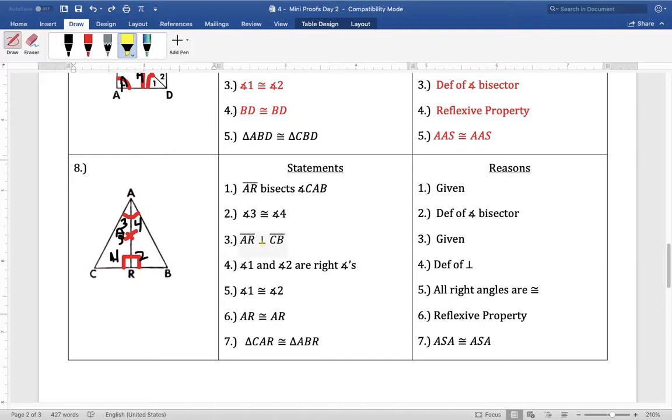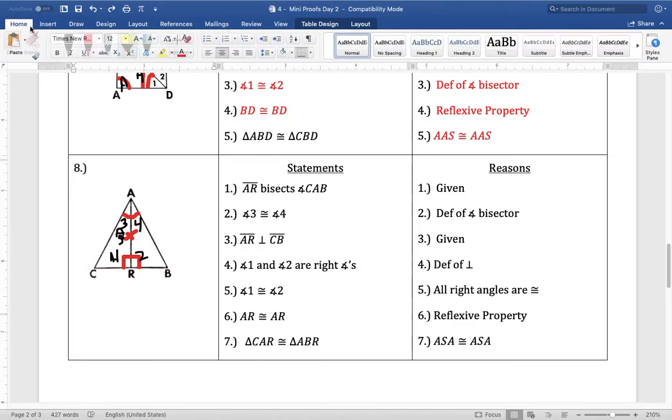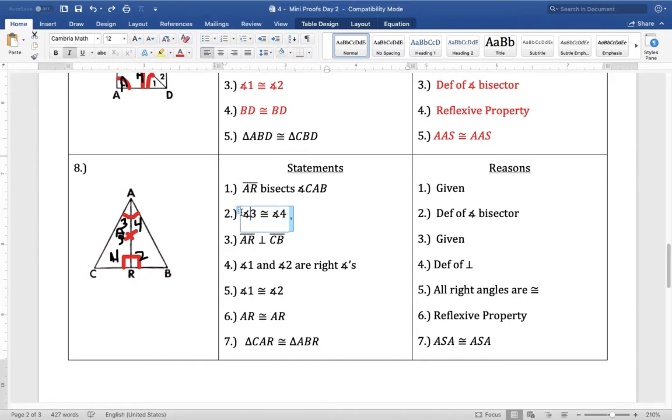Finally, we have a little bit longer of a proof, and in this one, I didn't do my highlighting, so I'm going to do that while I'm going over the proof. So we were given that AR bisects CAB, and because that angle is being bisected, we have angle 3 is congruent to angle 4. That just happens to be the way I numbered them. You can definitely have this as 1 and 2 if that's what you wanted to call these two angles. I called them 3 and 4.